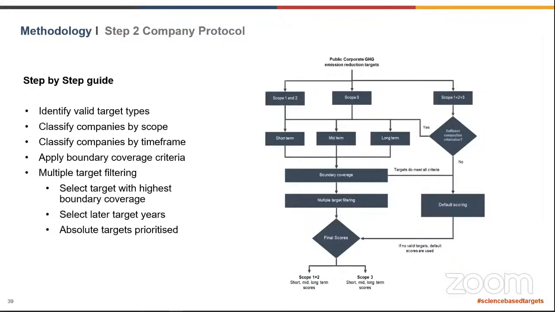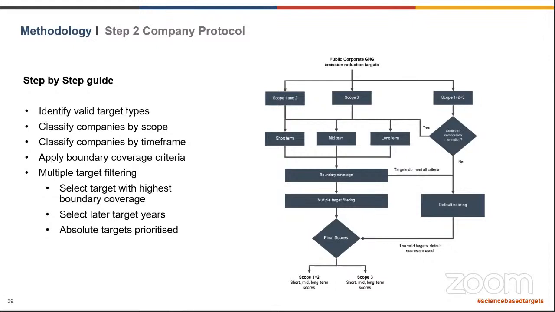The second step, as I mentioned, is this company protocol, where we have potentially many different targets disclosed by corporates. What the tool essentially does is we have a number of different filtering steps. First of all, we will split up the targets by scope. So we will take the scope 1 and 2 targets, the scope 3 targets. If a company has defined combined scope 1, 2, and 3 targets, we will split them if we have sufficient information to do so. We will separate them into short-term, mid-term, long-term targets.